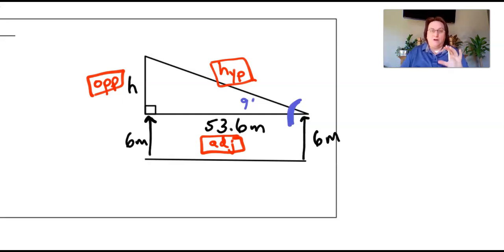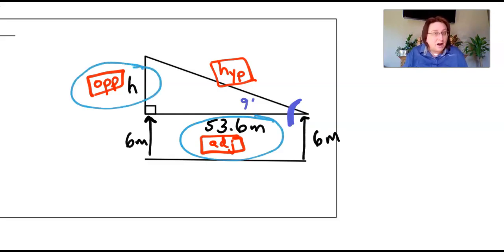Okay, now we have to figure out which trig function to use. So I have the adjacent side. I want the opposite side. Okay, guys, now it's your turn. If we have the adjacent, we want the opposite. Which trig function do you think we should use?